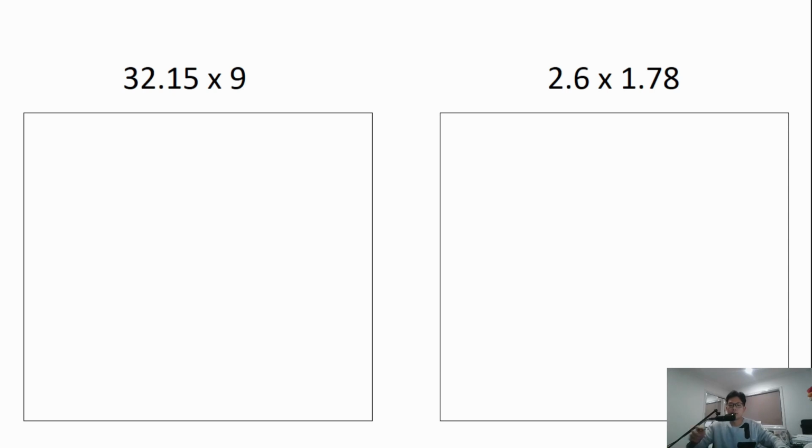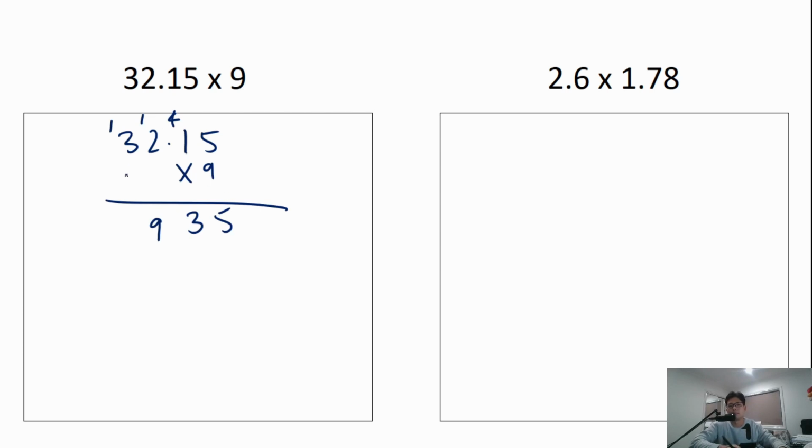Alright, so for the first question, once again, just write it out like a normal multiplication question. 32.15 times 9. Just carry it out like a normal multiplication. 9 times 5 gives us 45. Carry the 4. 9 times 1 gives us 9. Plus 4, that gives us 13. 9 times 2 gives us 18. Plus 1, that's 19. 9 times 3, that's 27. Plus 1, that gives us 28.